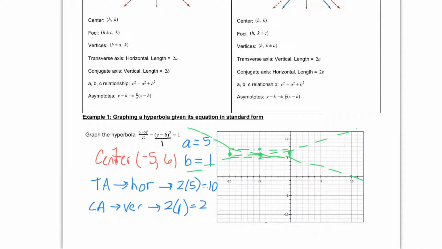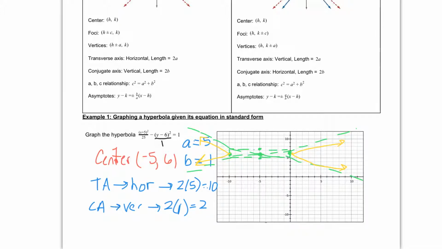And then since our graph is opening left and right, these 2 points here are going to be our vertices of our graph. So we can go ahead and now draw our graph, which will be a parabola shape going in both directions, and it's going to ride along those asymptotes but not touch them. If you have questions on graphing it by hand, please let me know.